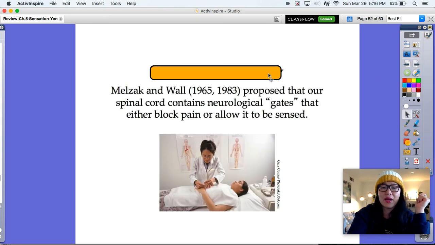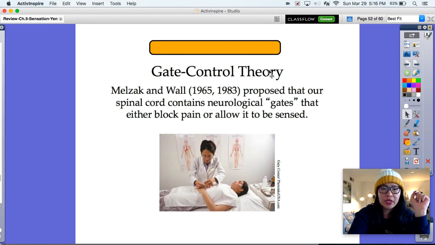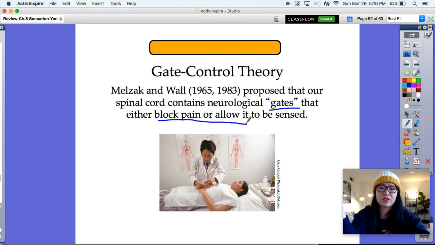Then we have this idea called gate control theory. This is pretty much where we have floodgates for pain. This is where our spinal cord is either going to block or allow pain to be sensed.